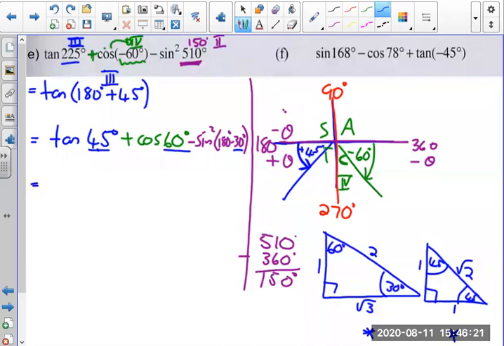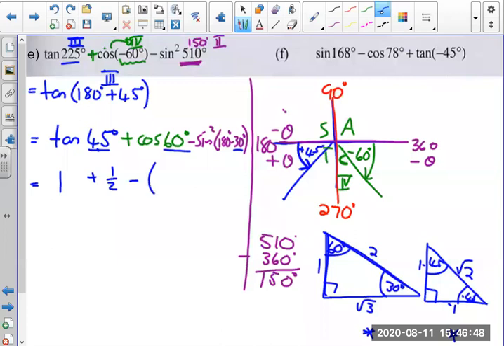So tan 45, you go to the sketch, tan is opposite over adjacent, so it's 1 over 1. Tan 45 is 1. Cos of 60, adjacent over hypotenuse, is a half, minus. Now sine of 180 minus 30.